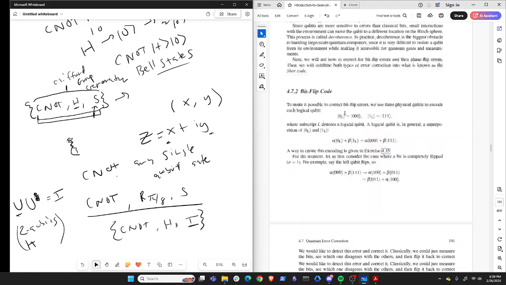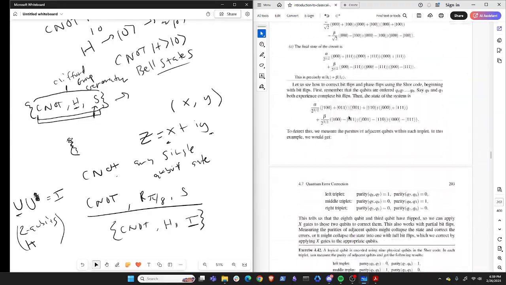Quantum error correction, we're going to skip over that because we don't start that until next week in the course.